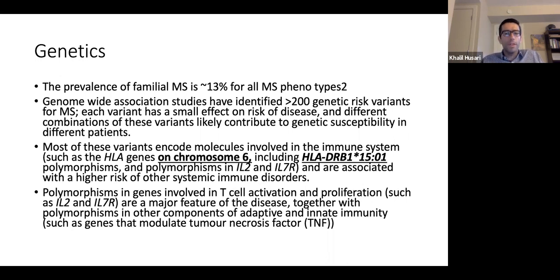And this is the one that's associated with a slightly higher risk of multiple sclerosis. Also other genes, including the polymorphism in T cell activation and proliferation, have also been implicated in the development of multiple sclerosis as well.